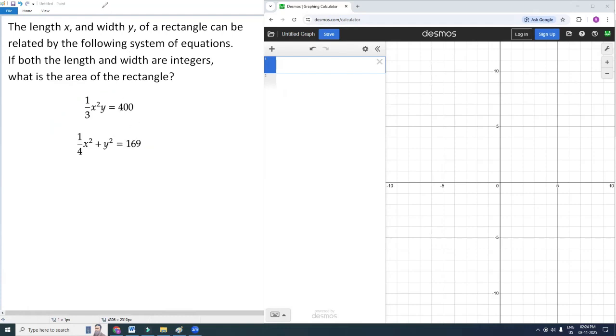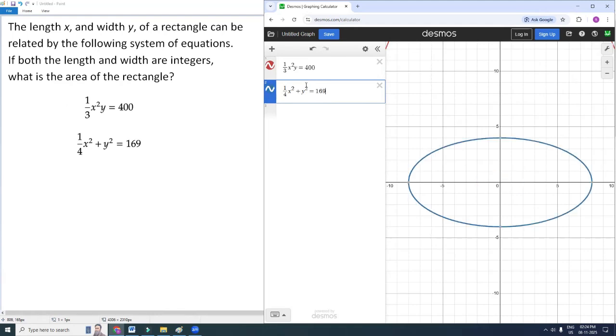Okay, now let me give these two equations as input over here. That is 1 over 3 times x squared times y equals 400. Okay, now let me take the second equation. That is 1 over 4 times x squared plus y squared equals 169.